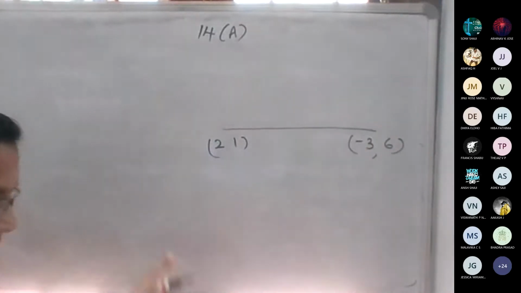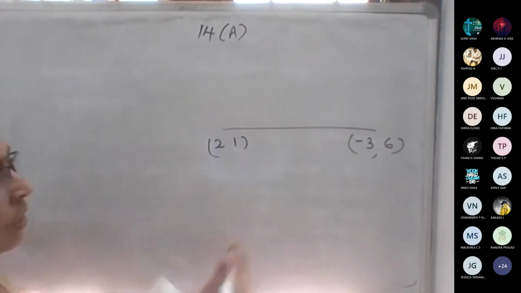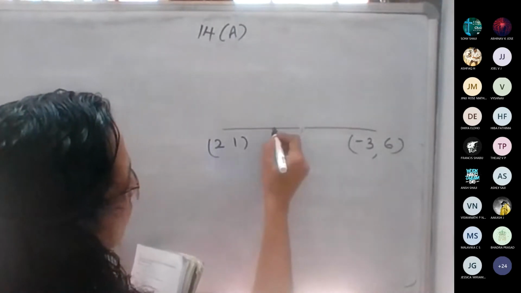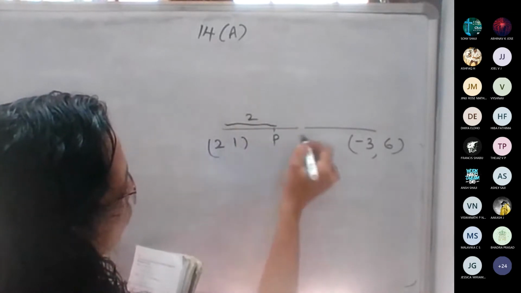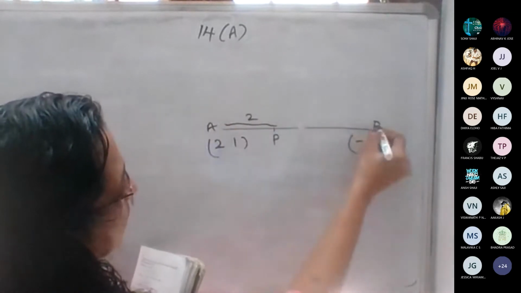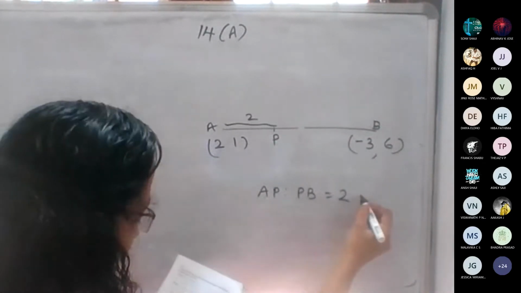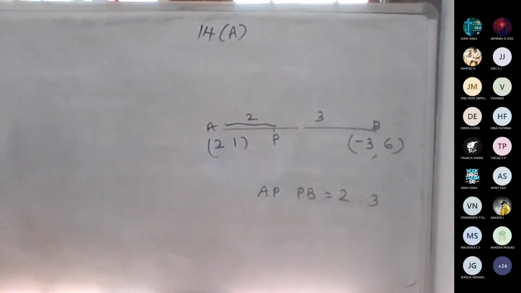Point P divides the join of (2, 1) and (-3, 6) in the ratio 2:3. So it is not equal, it's not a bisect, so 2:3. Suppose point P bisects, then what is the ratio? Suppose this is AB. So AP is to PB is given as 2:3. Understood? Ratio.